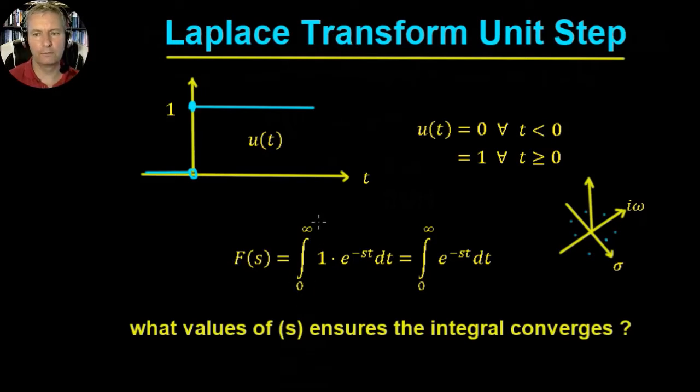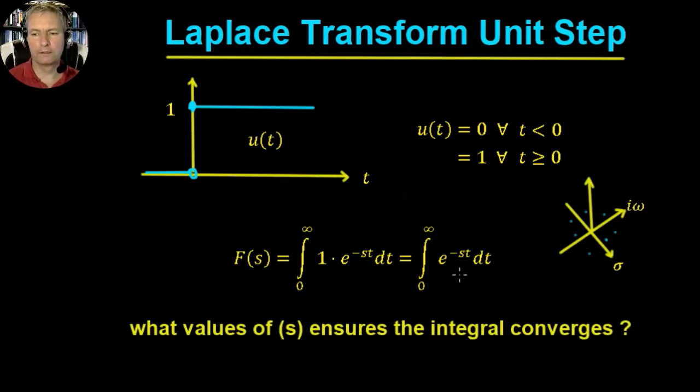Now in order to find the Laplace transform, we form the integral from 0 to infinity of the function. Well, the function here from 0 to infinity is just a height of 1, so it's just going to be 1 times e to the minus st dt. So the integral we're interested in is from 0 to infinity of e to the minus st dt. Now what we're interested in are the values of s which ensure that this integral converges.